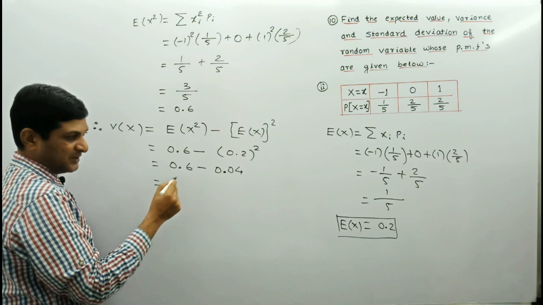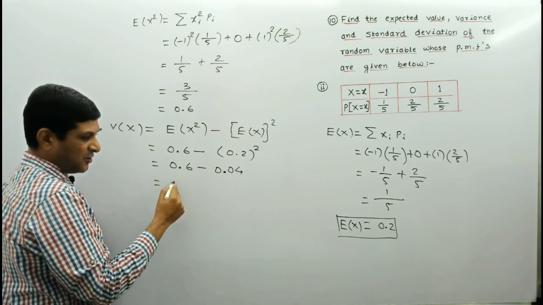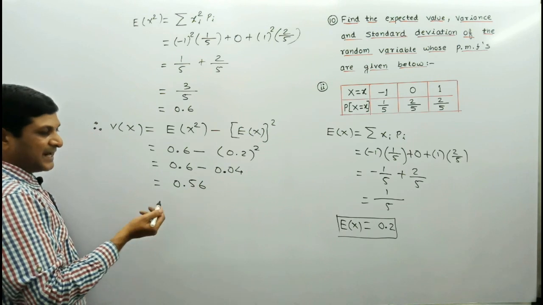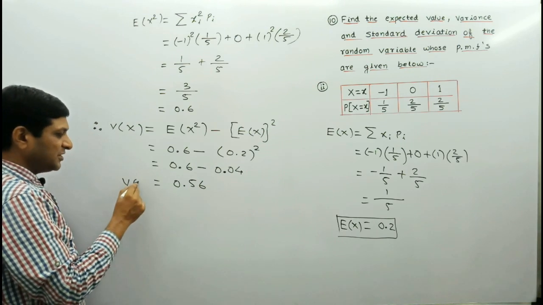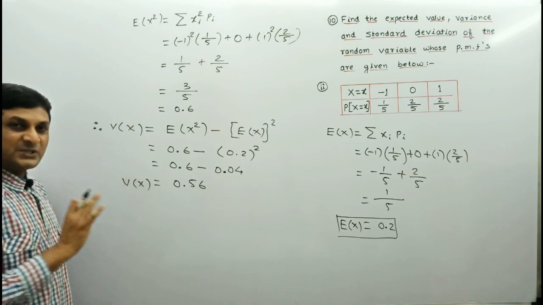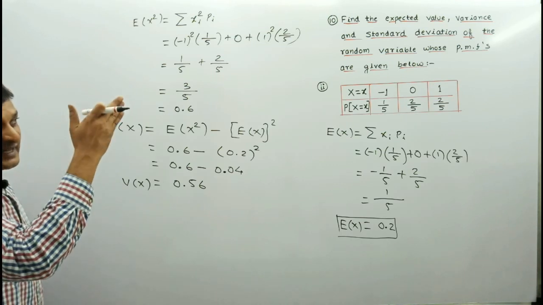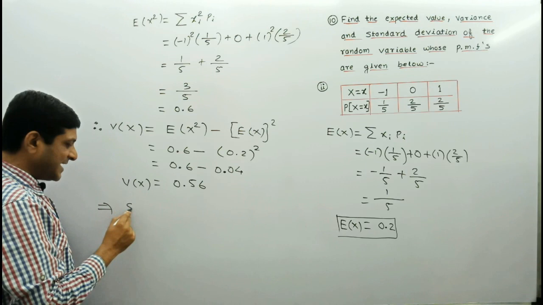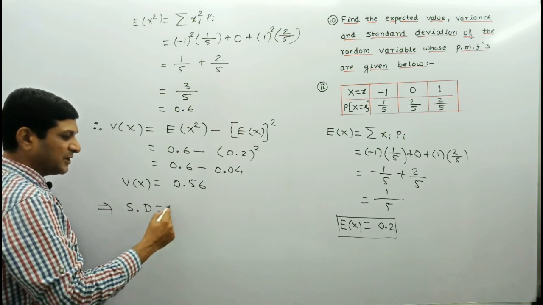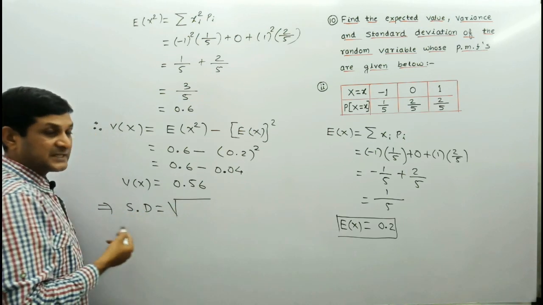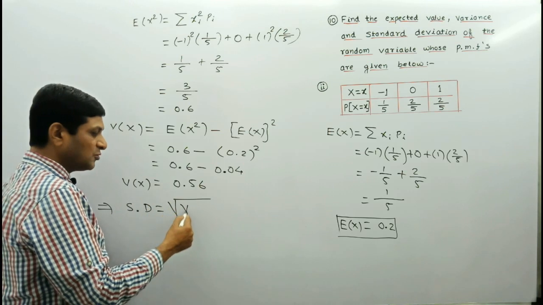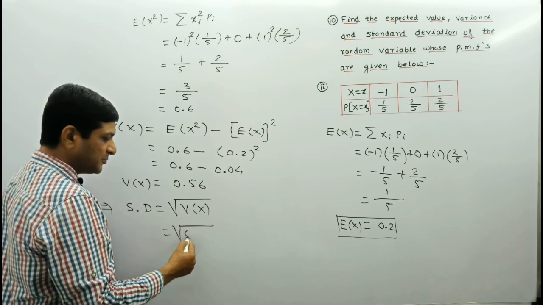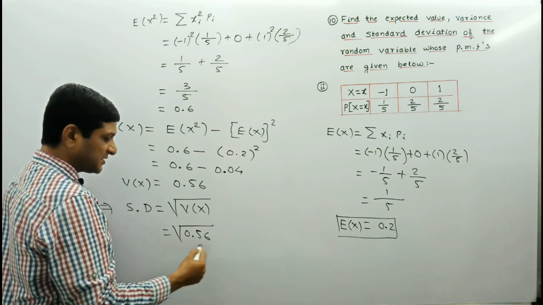So their difference will be equal to 0.56, which we can easily observe. And once the variance is known to us, using the value of variance, we are finding our third required value, that is standard deviation. So this implies that standard deviation is equal to, what is the formula to find standard deviation? It is square root of variance of x, which is equal to square root of 0.56.